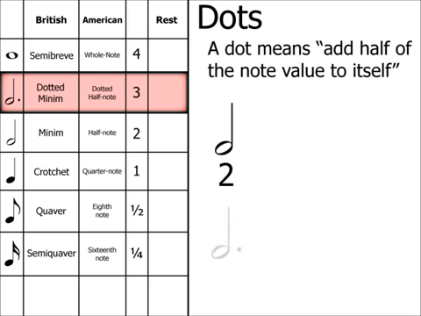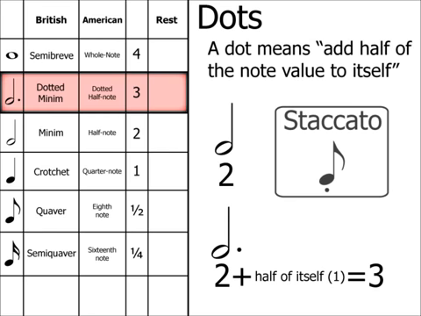If we add a dot, the dot says add another half of the minim to the total value. So half a minim is 1. Therefore, a minim add 1 equals 3. A dotted minim equals 3. Before I go any further, just be aware that the dot must be to the right-hand side of a note.